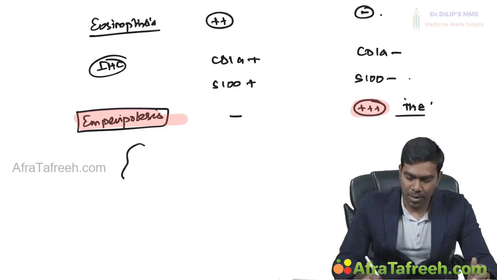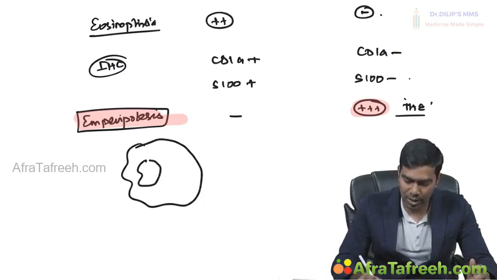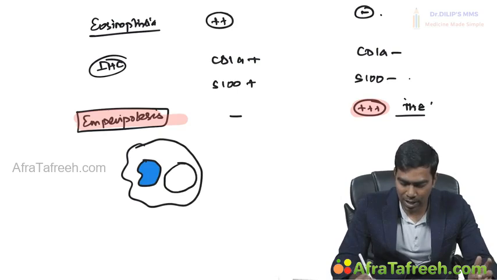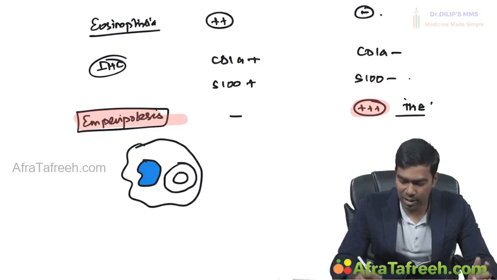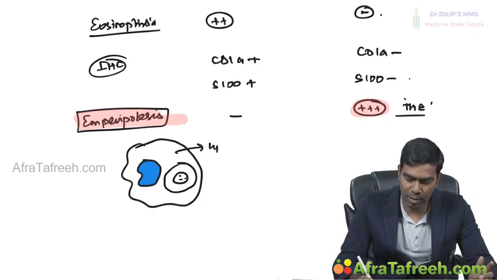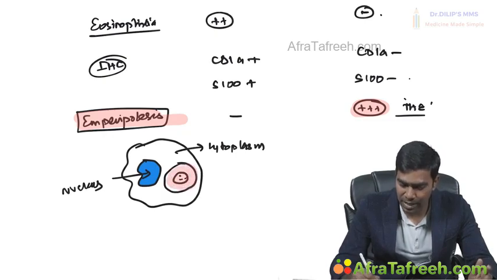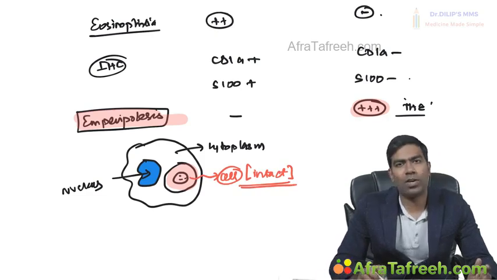Very important point. So what do you mean by emperipolesis? Emperipolesis means you have a cell with a nucleus, and inside that cell, you have another intact cell with a nucleus and a cytoplasm. So this is the cytoplasm of the cell, maybe a macrophage or something. This is the nucleus of the cell. And inside that, you have another, completely different cell, which is completely intact as well. This is what we call emperipolesis.